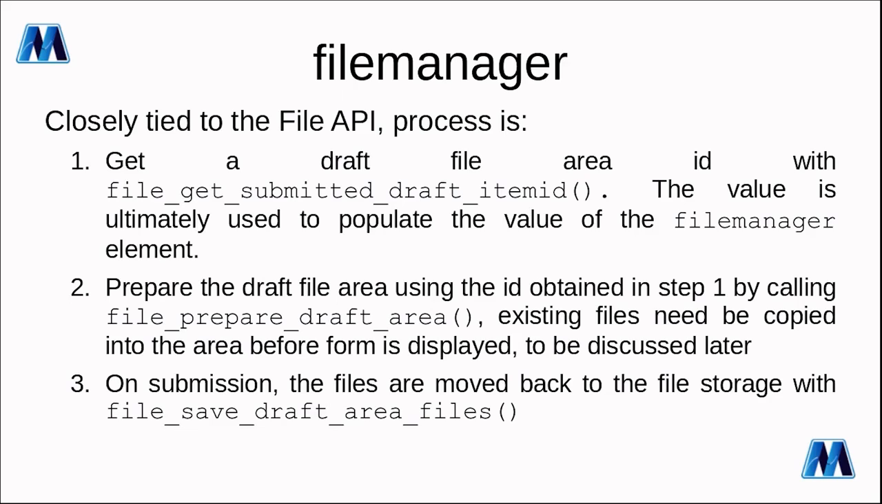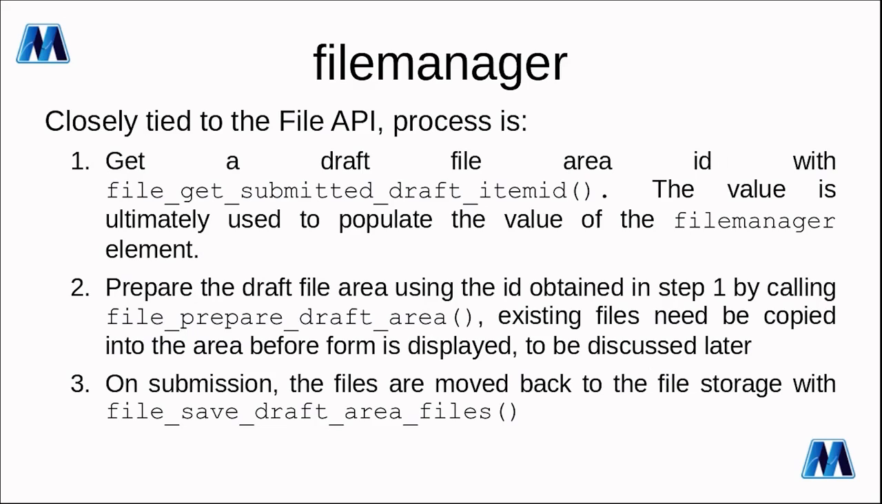Okay, the file manager is much more closely tied with the file API. The process kind of follows these steps. You get a draft file area ID. This is the area where the files will be stored first while you're working on them. So while you're uploading them, while you're editing the form, etc., the files are copied or are worked with in the draft area. So you get the draft area ID. That value, the draft item ID, is what is ultimately used to populate the value of the file manager element. So basically a file manager element is a number, basically. And that's what guides the whole process of dealing with the file.